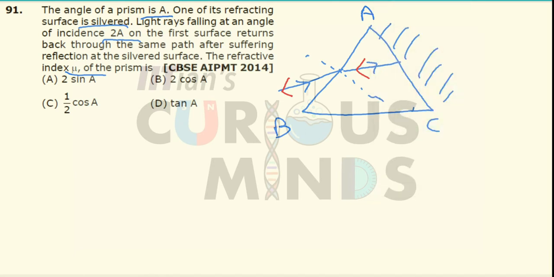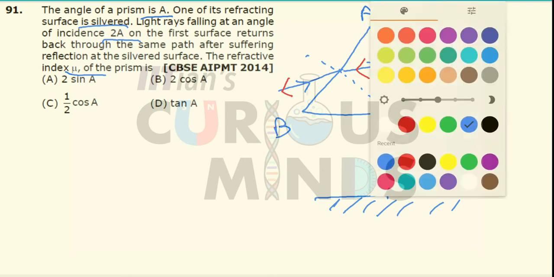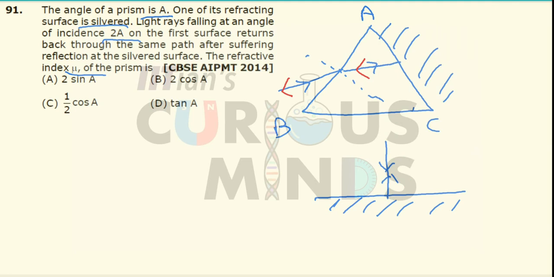When a light ray retraces its original path, there can only be one scenario. Consider this surface which is silvered: the incident ray and the reflected ray overlap each other, and the same thing is happening in the case of the prism. This is possible only when the angle of incidence is 0, then only the incident ray and the reflected ray will overlap each other. If the angle of incidence is 0, it means that the ray is passing through the normal.